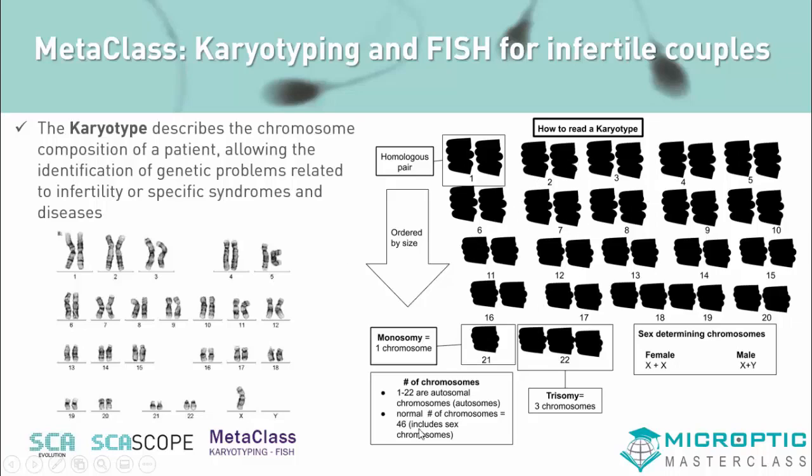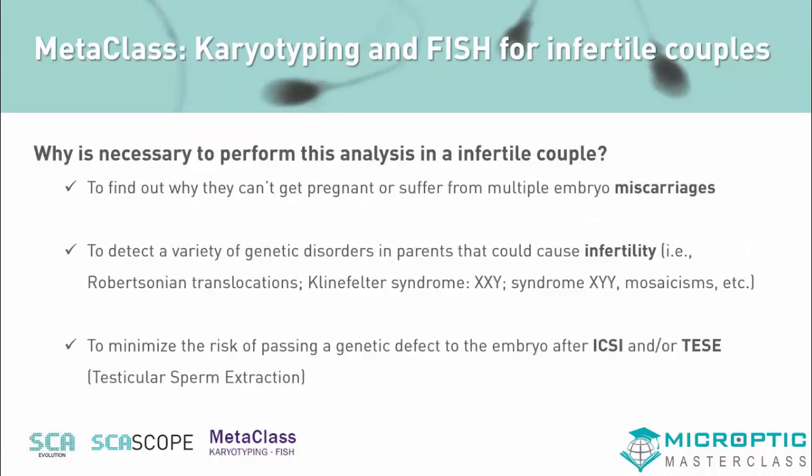In a karyotype, there are normally 46 chromosomes, with XX if it's a female and XY if it's a male. But in some cases there is just one chromosome or three chromosomes, which is a trisomy. And this is what interests us, because there is an aneuploidy that can be a sign of infertility.